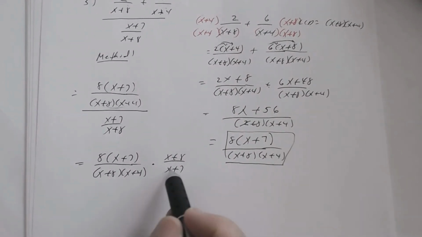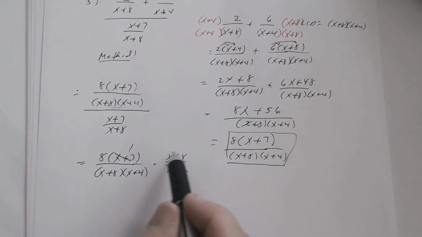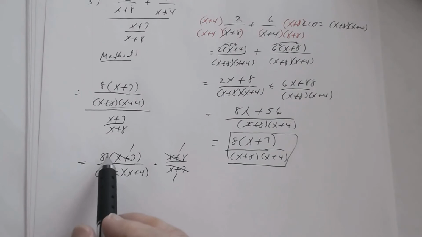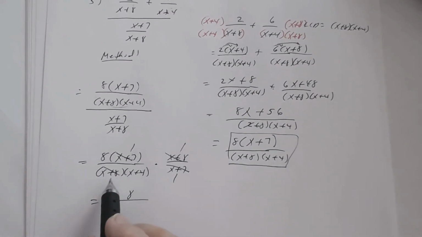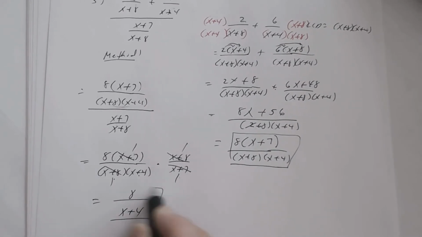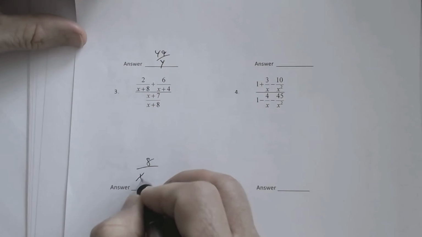And now notice I can divide out some common factors. The x plus 7's divide out, the x plus 8's divide out. And so all you have in the numerator is 8 times 1 times 1, which is 8. And in the denominator, you have 1 times x plus 4 times 1, which is x plus 4. And so your answer is 8 divided by x plus 4. So that's the answer to number 3. 8 divided by x plus 4.